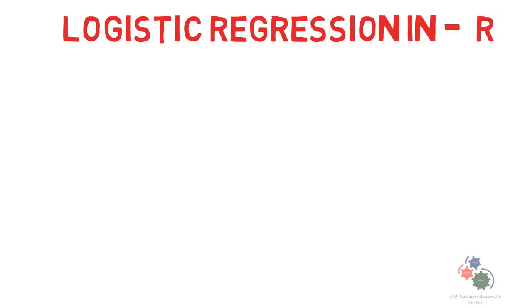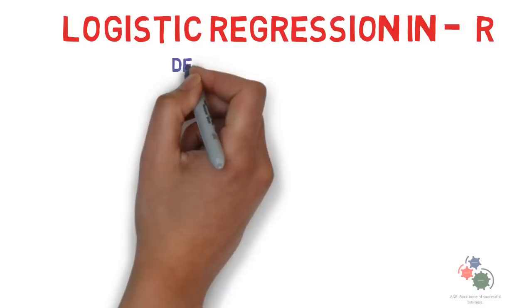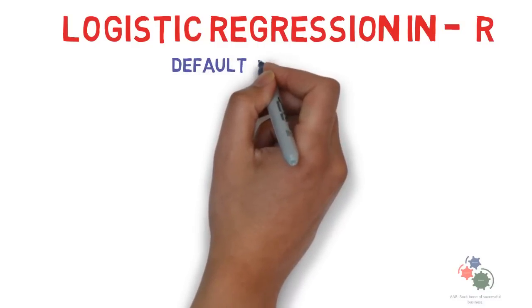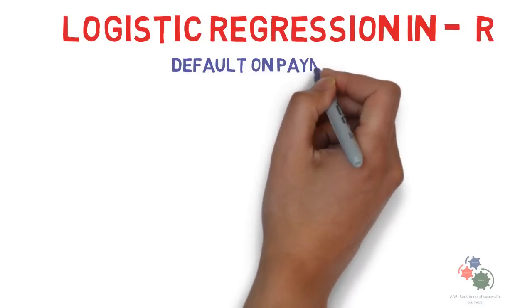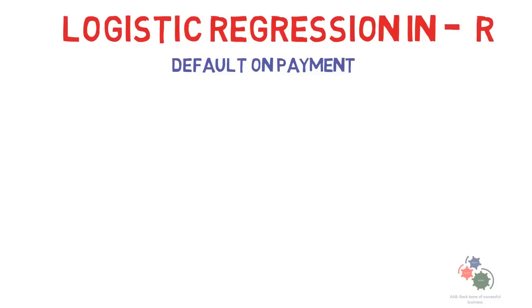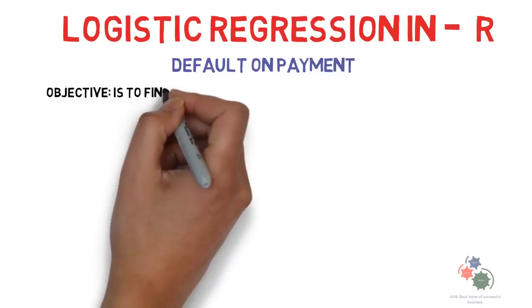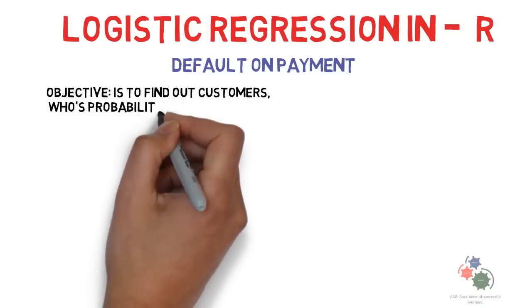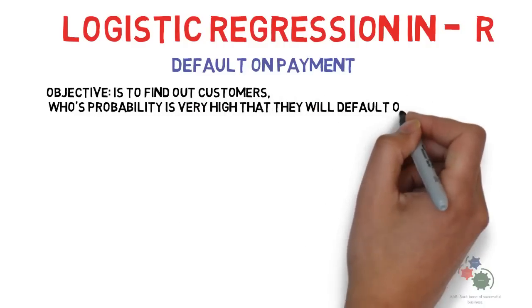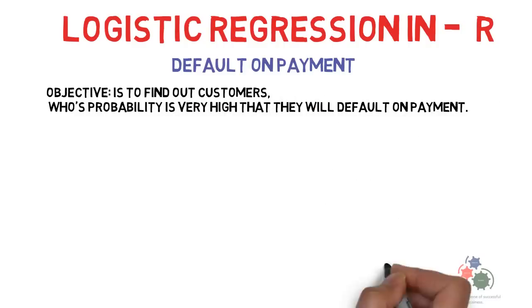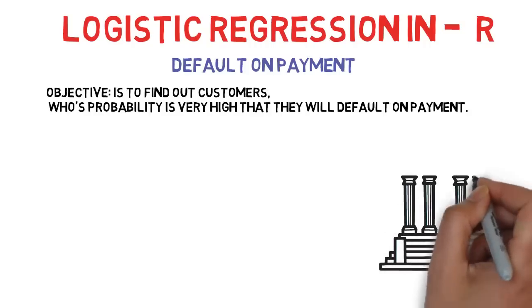Logistic regression in R. Case study on banking data. We would be predicting default on payment. The objective of this exercise is to find out customers whose probability of defaulting on payment is very high.